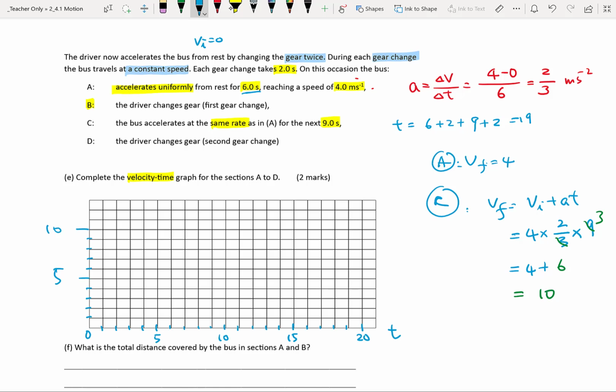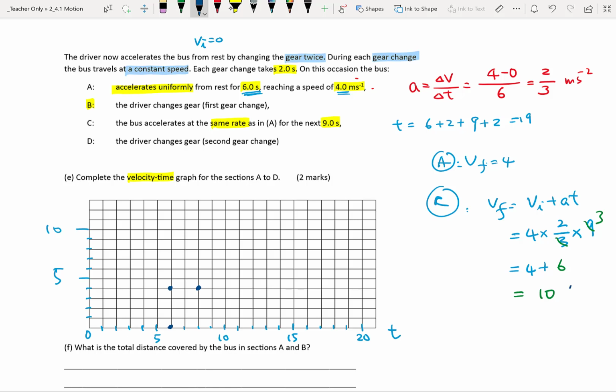Okay, stage A, they use 6 seconds to travel to 4. So 6 is here, 6 seconds they travel to 4. So this is stage A. And then use 2 seconds, 6, 7, 8 to here, 2 seconds. This is B.